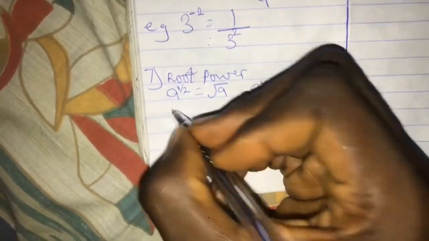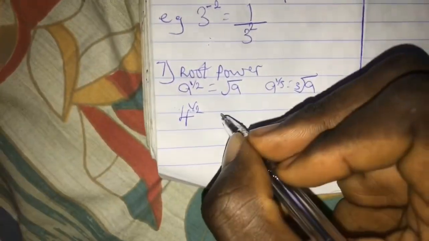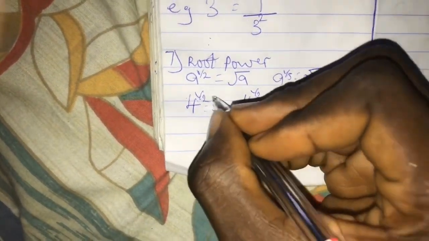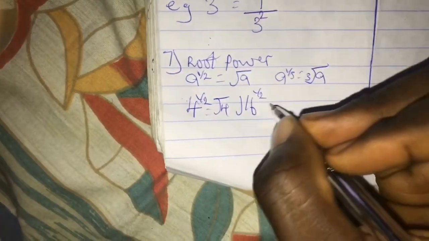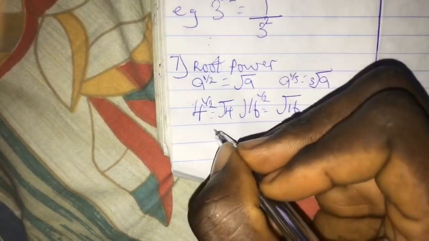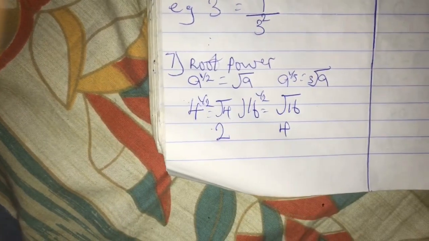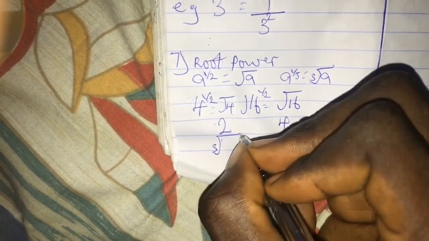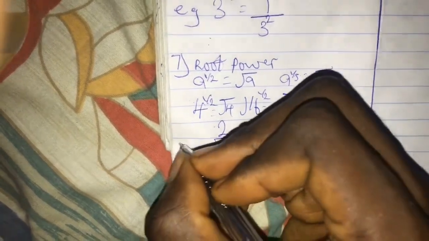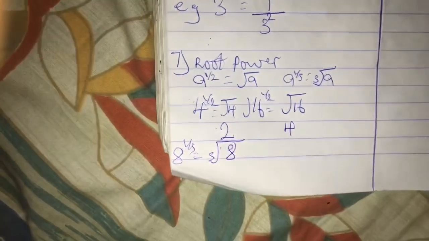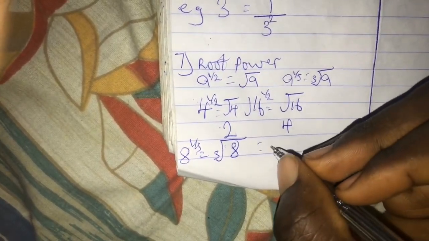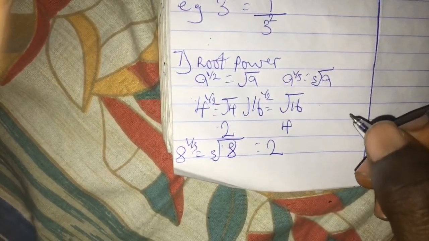So we are given 4 to the power of 1 over 2, or 16 to the power of 1 over 2. This is the same thing as saying square root of 4, the same thing as saying square root of 16, which will give us 2, and which will give us 4. Same thing goes for cube root. Cube root of, let us say, 8. This is how it will look like. So what times what times what will give us 8? That's 2. So the answer is 2. So that is all about root power.